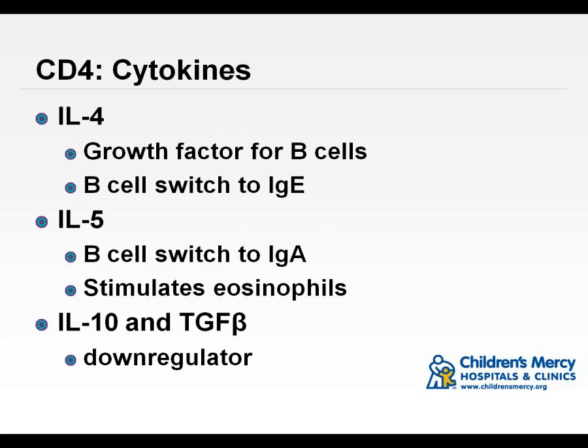IL-4 is a growth factor for B cells, and it causes them to switch to IgE. IL-5 tells B cells to switch to IgA and stimulates eosinophils. There are lots of monoclonals now, but one for hypereosinophilic syndrome is an anti-IL-5. And then IL-10 and TGF-beta, like I mentioned before, are typically down-regulating cytokines.